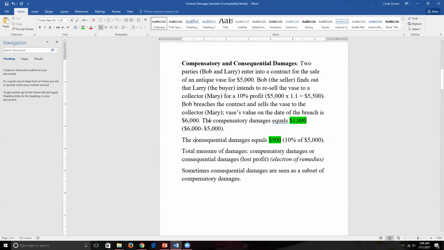But in this scenario, there would have been no way that he could have sold it to Mary and then sold it to Teresa. There's only one vase that Bob is contracting to sell. So Larry has to pick one of these doors. He can pick door A, which is compensatory damages, or door B, which is consequential damages. So those are the two sums, and obviously Larry's going to choose compensatory damages.